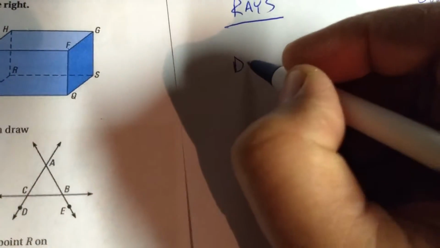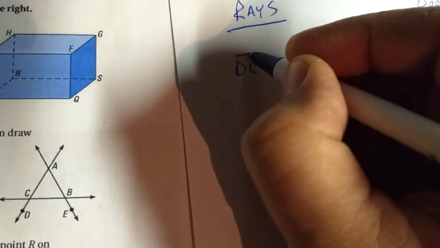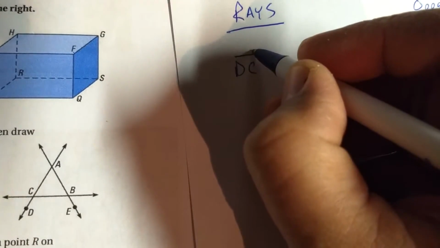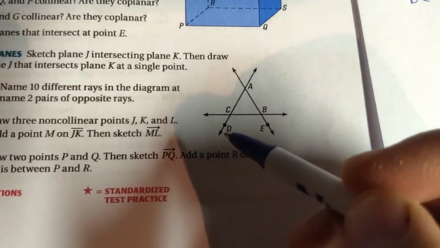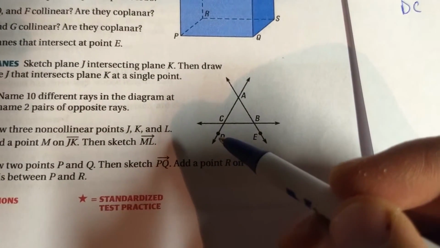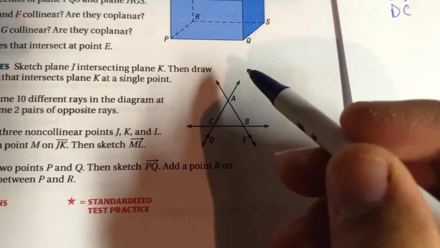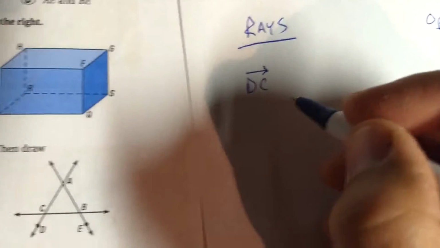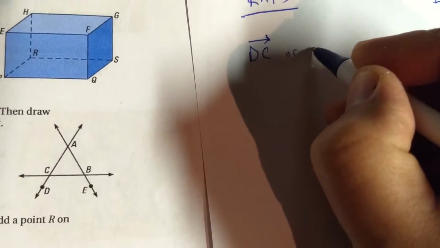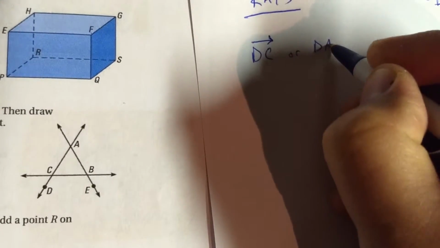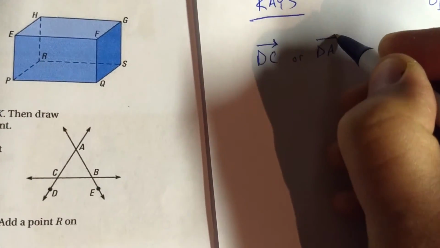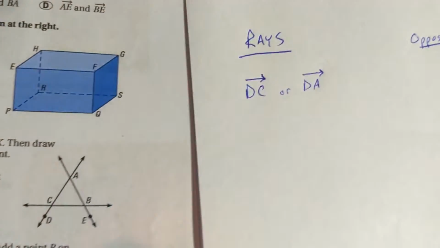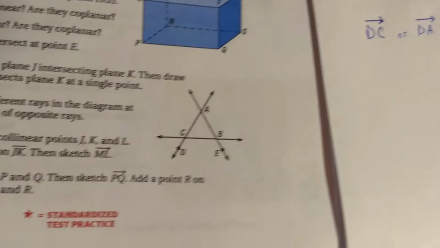So if I'm naming rays here, I could call this one ray DC. And remember, we're starting with this point and going through C in that direction. Really, that's the same ray as ray DA, because it still travels in that direction. So I'm going to say ray DC or ray DA. Make sure you're writing these down with your arrowheads in the right spot. So those are our rays there.